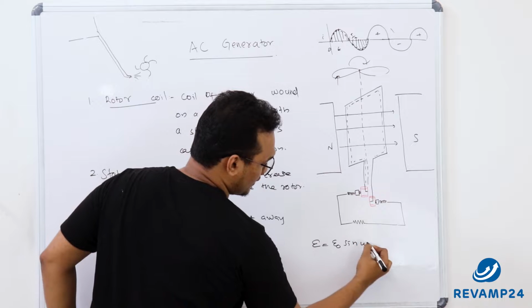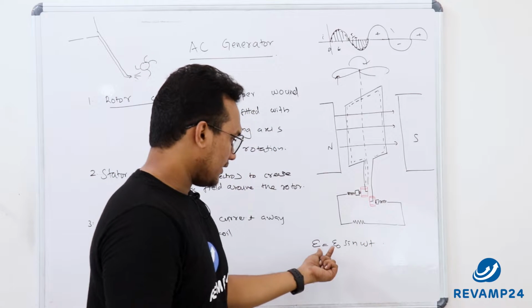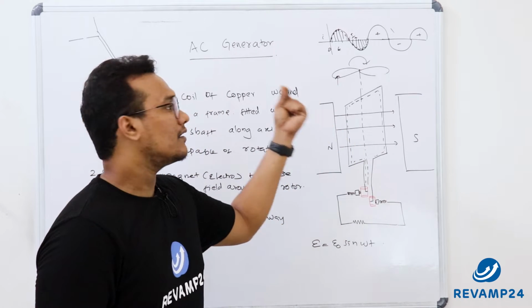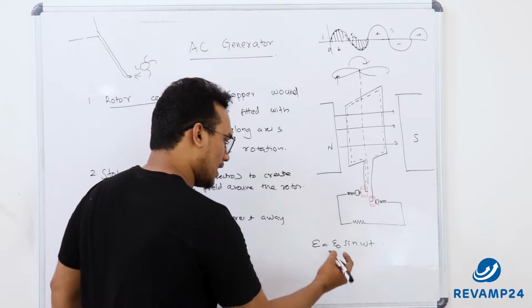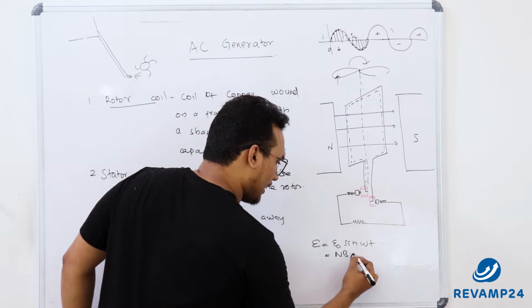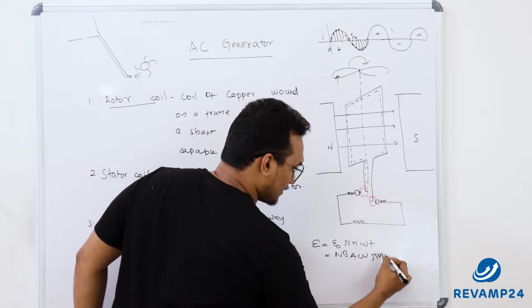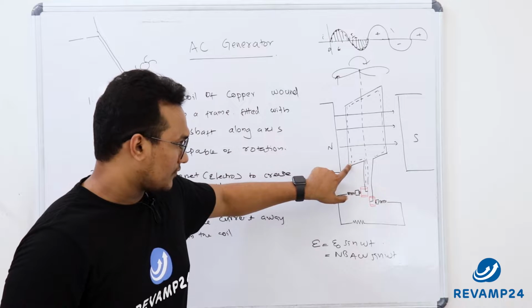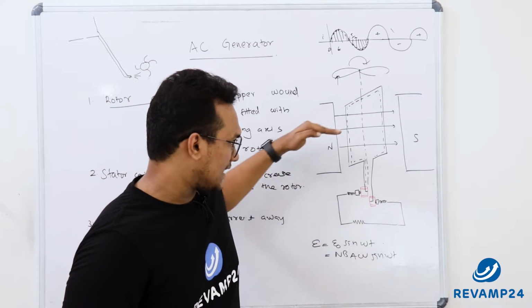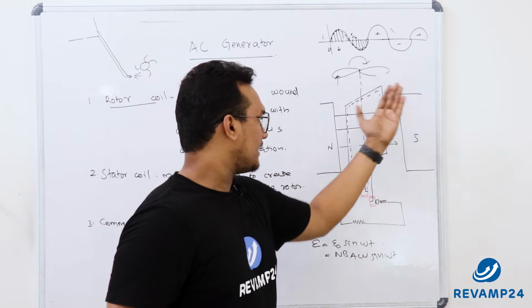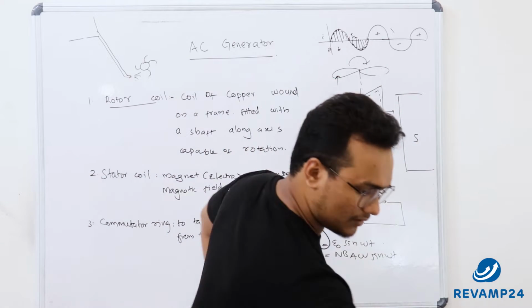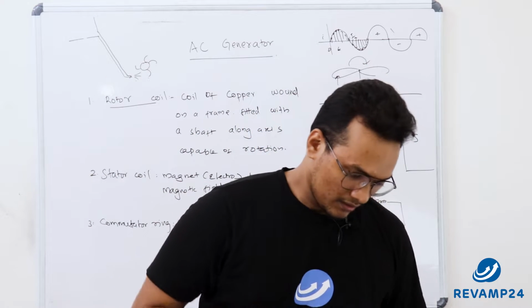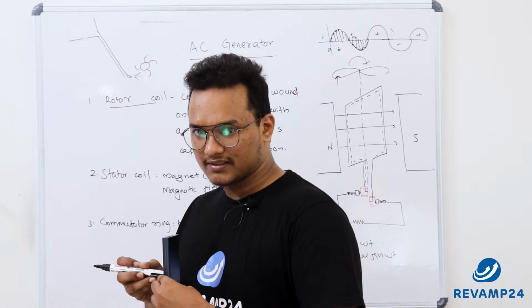E0 sin omega t. This is nothing but the EMF induced in a coil which is rotating in a magnetic field. And the value of E0 we also know: NBA omega, so E = NBA omega sin omega t. This was the equation we derived, right? Where N is the number of turns in this coil, B is the magnetic field, and A is the area. So the area vector, what will be the direction of the area? If this is the area, this will be the direction of the area vector.